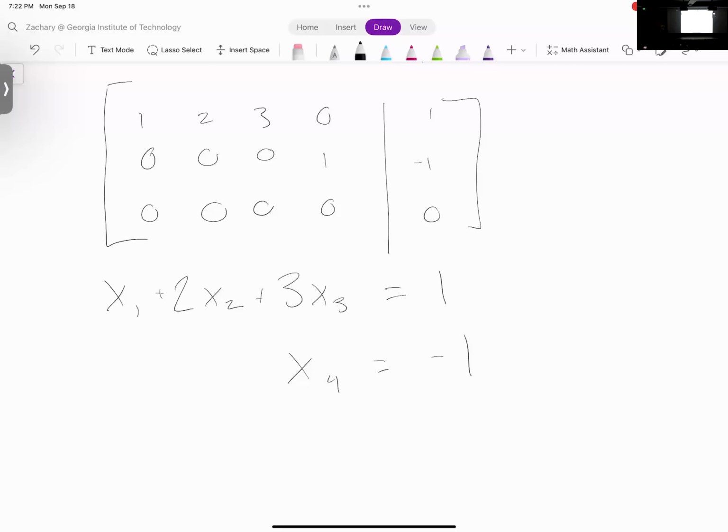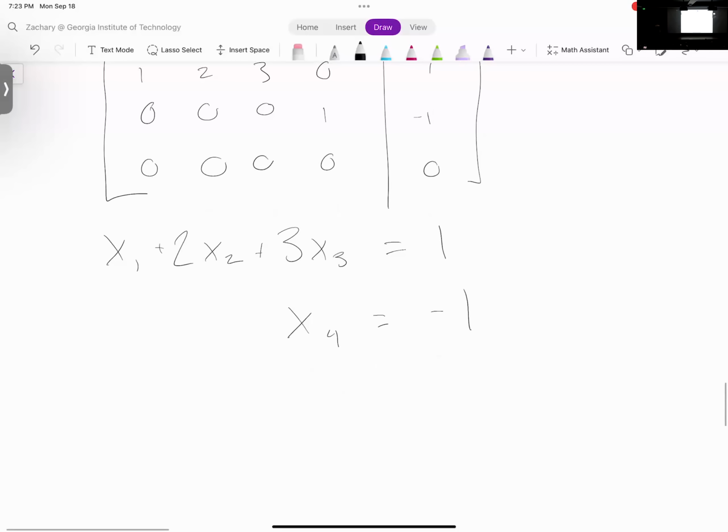Yes, 4 columns. Solution set talks about x1, x2, x3, x4, right? So we're in R to that number of columns, number of variables, right? 1, 2, 3, 4. Does that make sense?